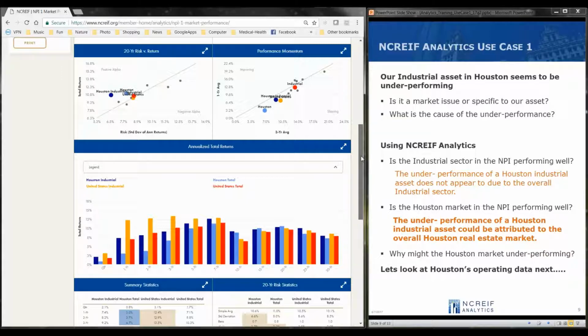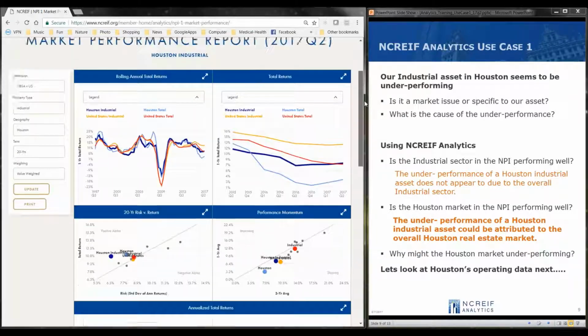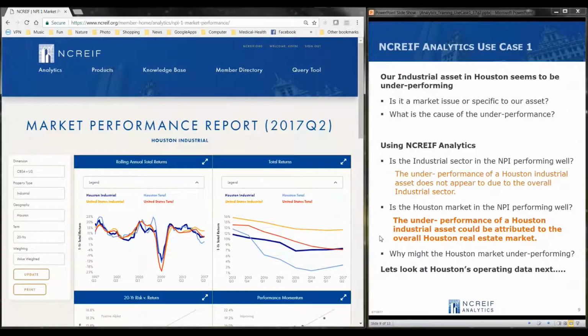However, and this is a huge however, many factors affect risk, including the number of properties in the sample, and that these characteristics also affect other risk-adjusted measures, such as alpha, beta, and correlation. More importantly, adding one asset to a portfolio is not the same as the market risk. This analysis does point to the possible Houston market effects contributing to the underperformance. Let's see if we can spot any trends in the operating data that may assist us to better understand what's happening.